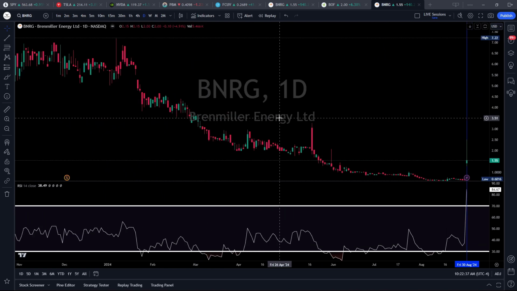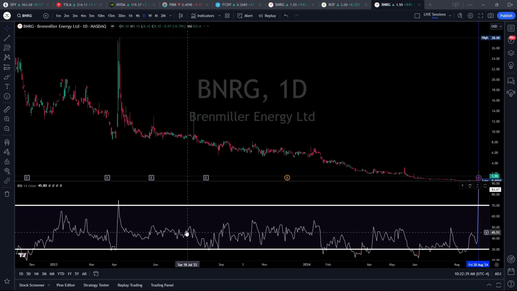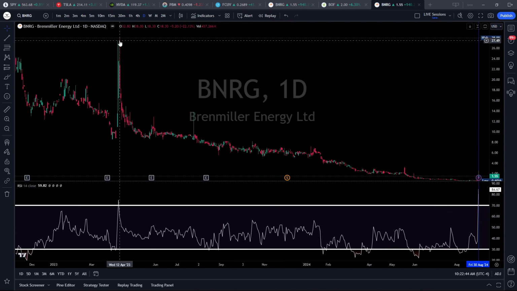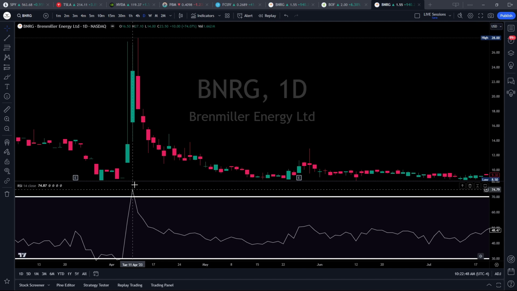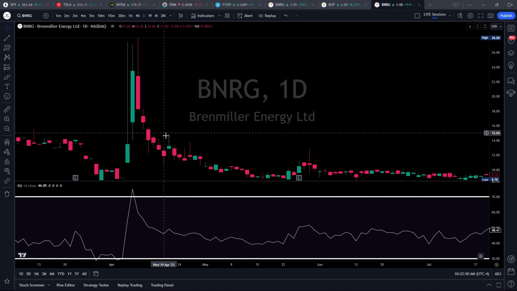So we'll go to the daily chart. And you guys can see that the daily chart has its own RSI as well. So over here it was overbought. That's where it peaked up right here, right? You can see this peak if I zoom in on it. Look at that. Overbought on this candle. And then retrace back down.